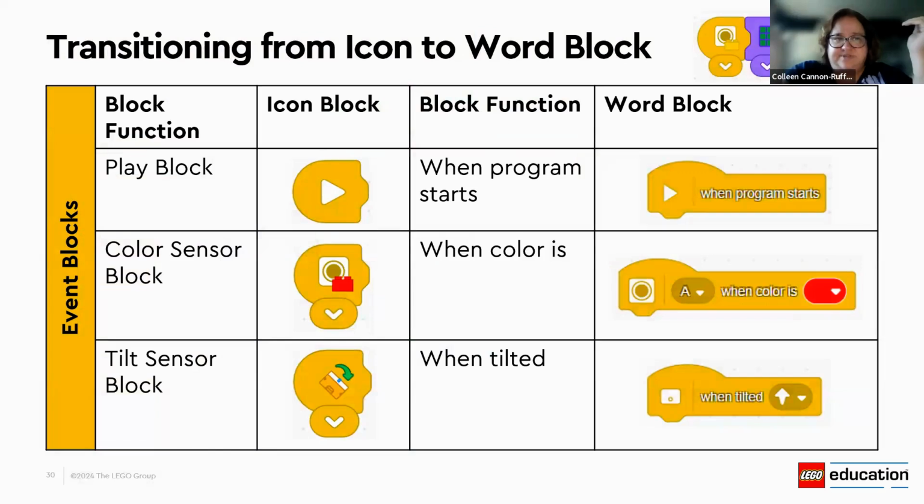That code starts with an event block, right? That event block says play, anything that comes after this block. That icon block, when you look over to the right, has a similar play block that is called when program starts in word block coding. They look very similar. They're the same color. All event blocks have the same color.